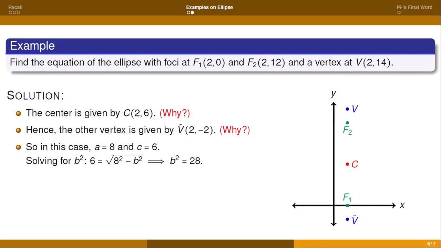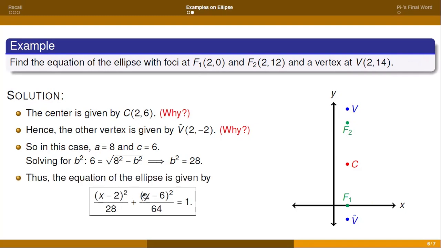So by the formula, the equation of the ellipse is given by the quantity (x - 2) squared and the quantity (y - 6) squared out here, since the center is (2, 6). And for the denominators, take note that the major axis here is vertical, which means that the larger denominator must be on the y coordinate. The larger denominator is 64, since 64 is a squared, or 8 squared. And then the smaller denominator is 28. It is put out here in the x coordinate. And so that answers the problem.